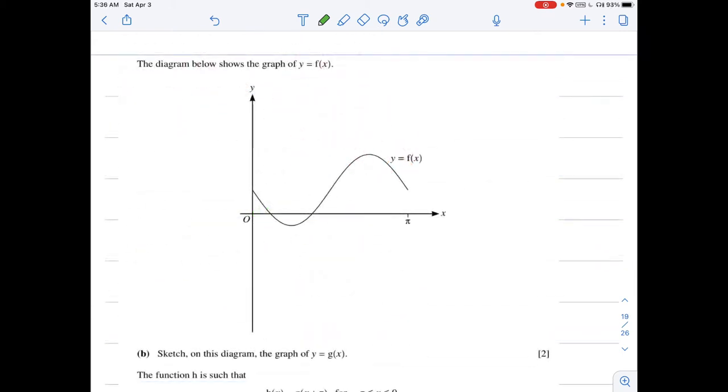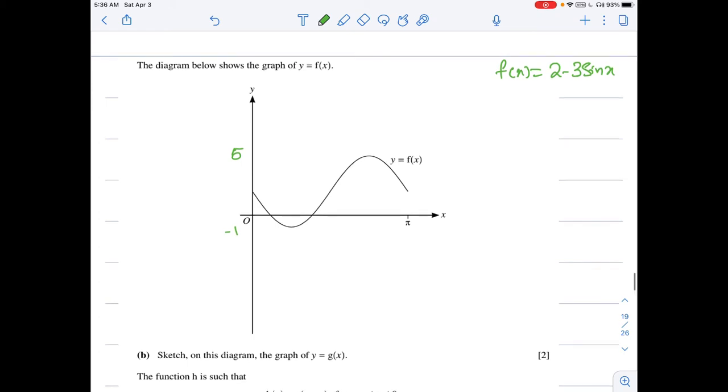Now coming to the next part. The diagram shows the graph y is equal to f of x. Sketch on the graph y is equal to g of x. So what is f of x? f of x was 2 minus 3 sine x. We have just come to know that its maximum value was 5. So this value is 5 and the minimum value is minus 1. So that's going to be the maximum value and the minimum value.